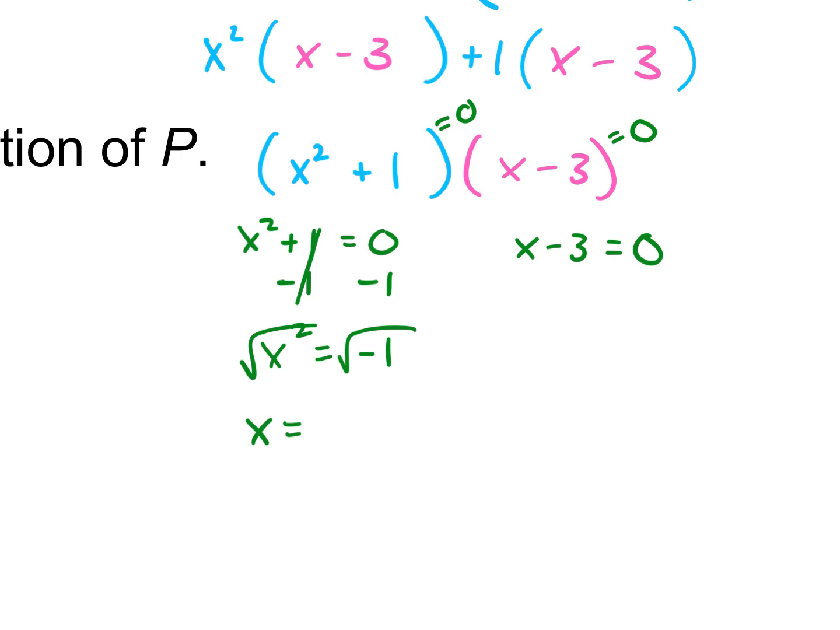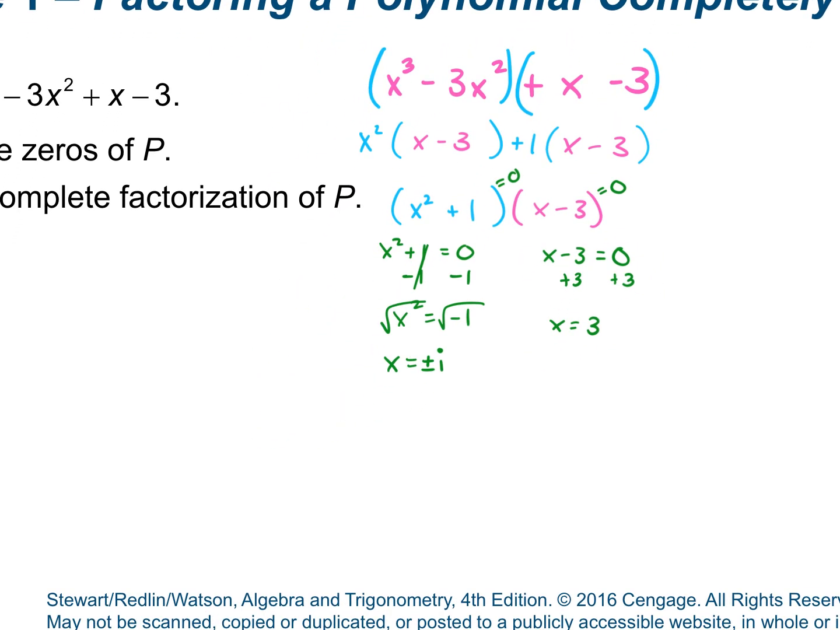What's the square root of negative 1? 1i, which would just be i. But what am I missing when I take the square root? Plus or minus. Anytime you take the square root of both sides, you need the plus or minus. And then for the next one, I just add 3 to both sides. So x is equal to 3. So our zeros are positive and negative i and 3.